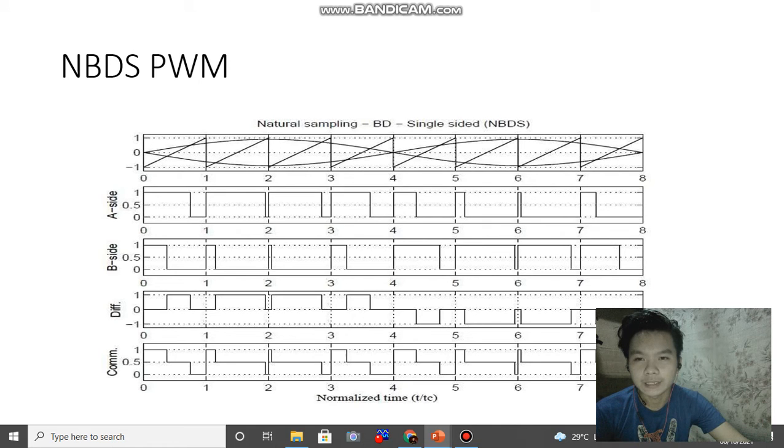So next, pulse width modulation, or natural sampling, BD single-sided. So in the next slide, I'm going to explain to you one by one how the A side, B side, difference and common become like this in the graph.